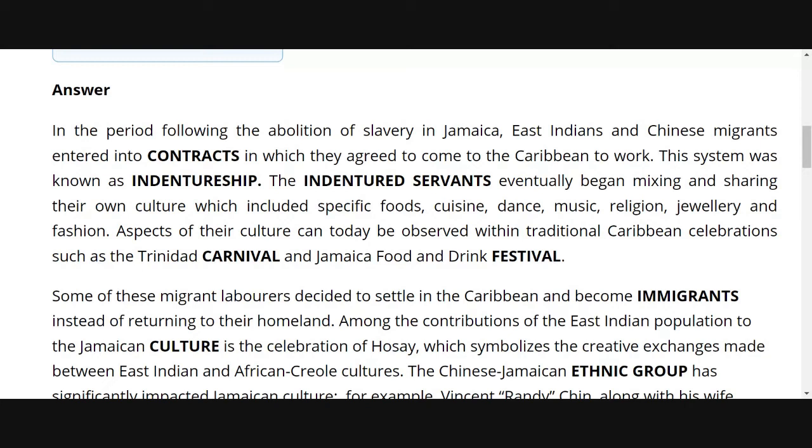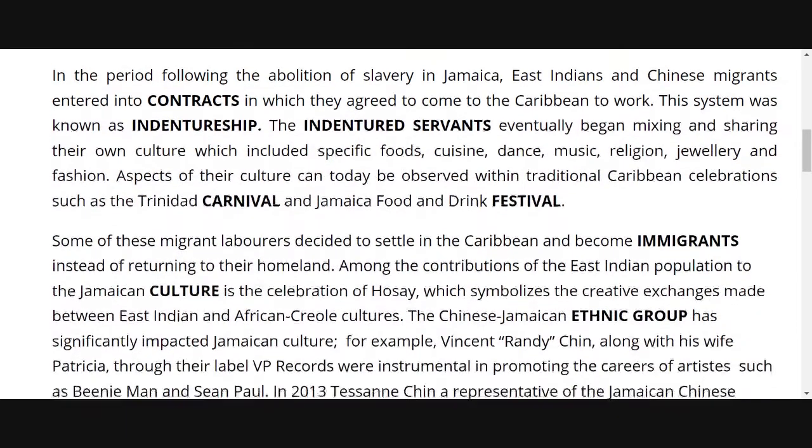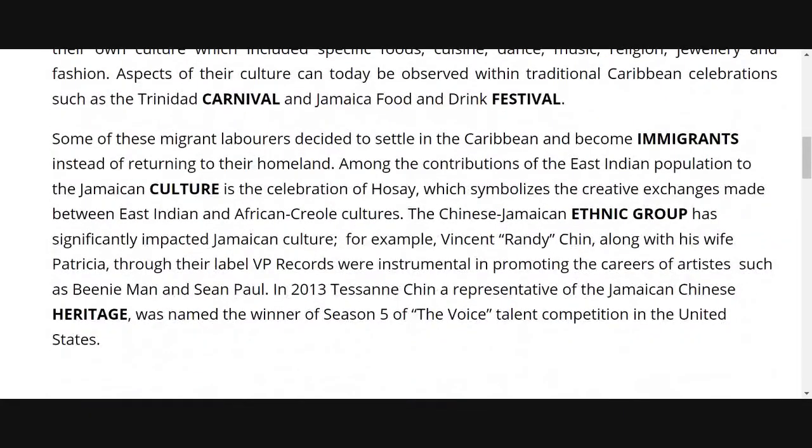The indentured servants eventually began mixing and sharing their own culture, which included specific foods, cuisine, dance, music, religion, jewelry, and fashion. Aspects of their culture can today be observed within traditional Caribbean celebrations, such as the Trinidad Carnival and Jamaica Food and Drink Festival. Some of these migrant laborers decided to settle in the Caribbean and become immigrants instead of returning to their homeland. Among the contributions of the East Indian population to the Jamaican culture is the celebration of Jose, which symbolizes the creative exchanges made between East Indians and African Creole cultures.